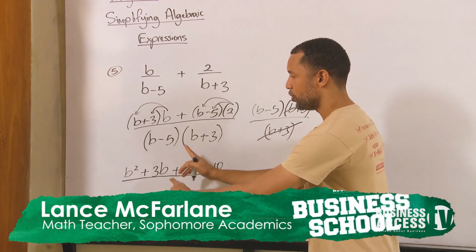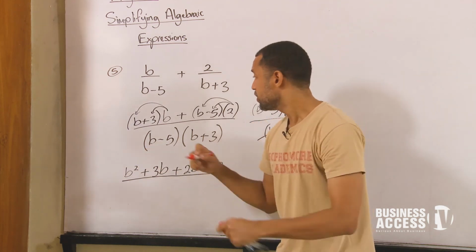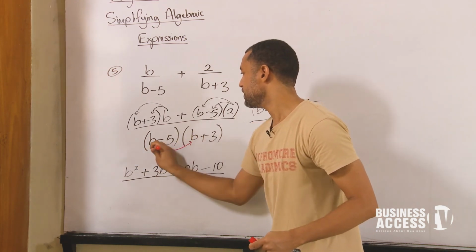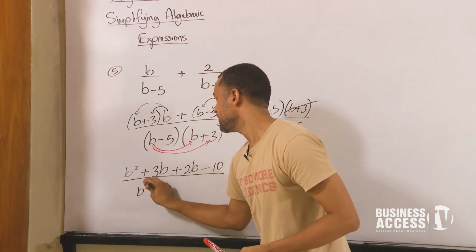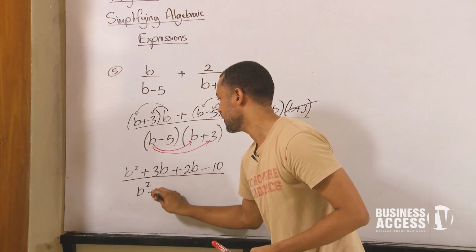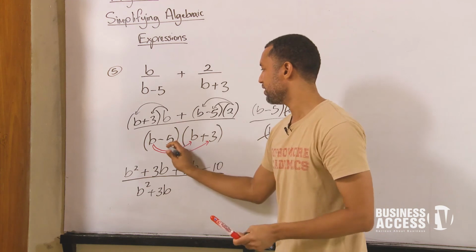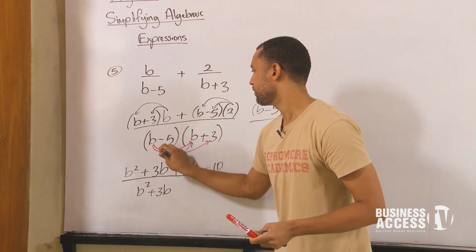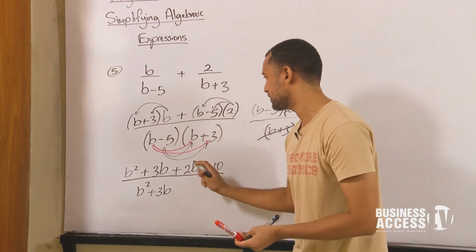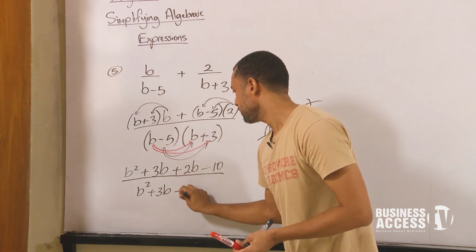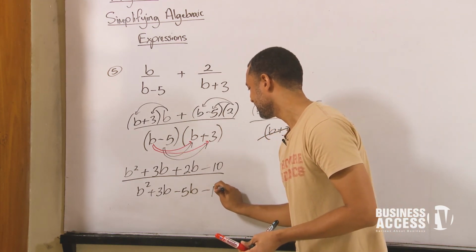Over. Now, you remember how to do this. Each term over here should multiply each term over there. So we have b times b, b times 3. So we have b squared plus 3b. And then we have to now use the negative 5. Negative 5 times b, negative 5 times 3. So negative 5 times b, that is negative 5b. And then negative 5 times 3, that is negative 15.